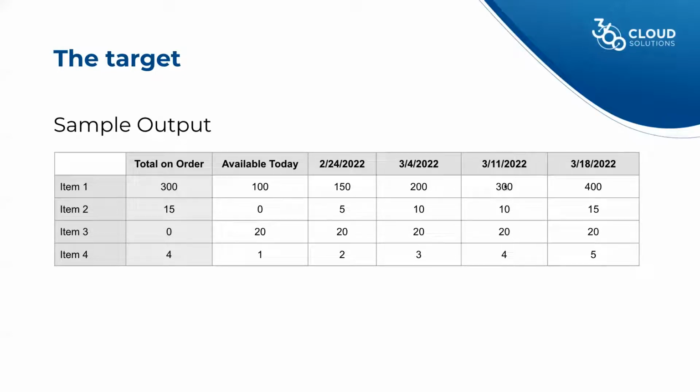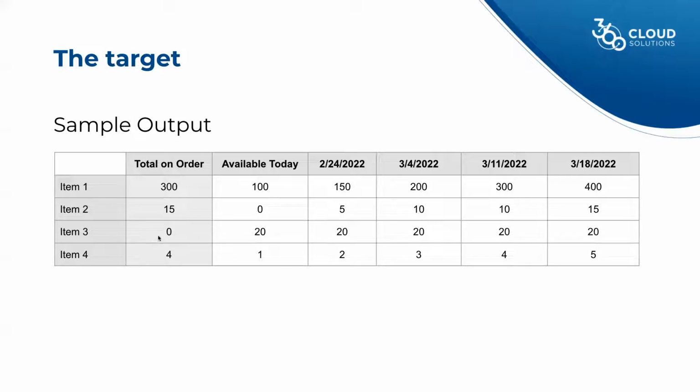And then again, on or before March 4th, we're going to get another 50 pieces, bringing us up to 200. And then on or before March 11th, we'll get another 100 pieces, bringing us to 300. And by the following Friday, we'll have our 400 because we'll have received another 100 pieces of item 1. And we see the same sort of thing going across the page.